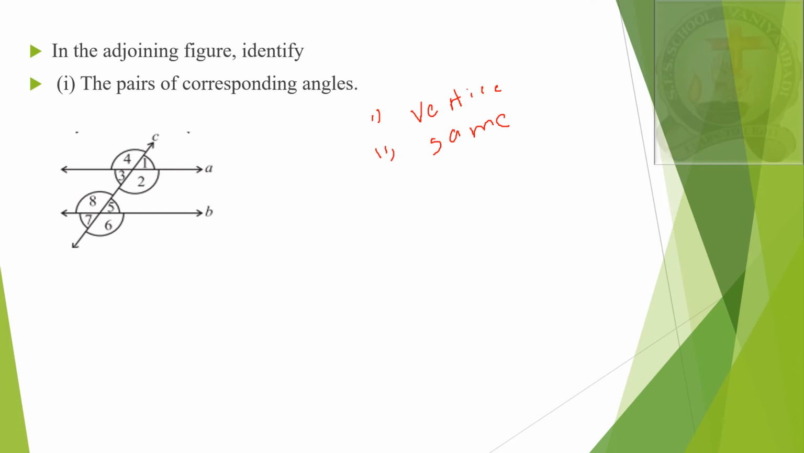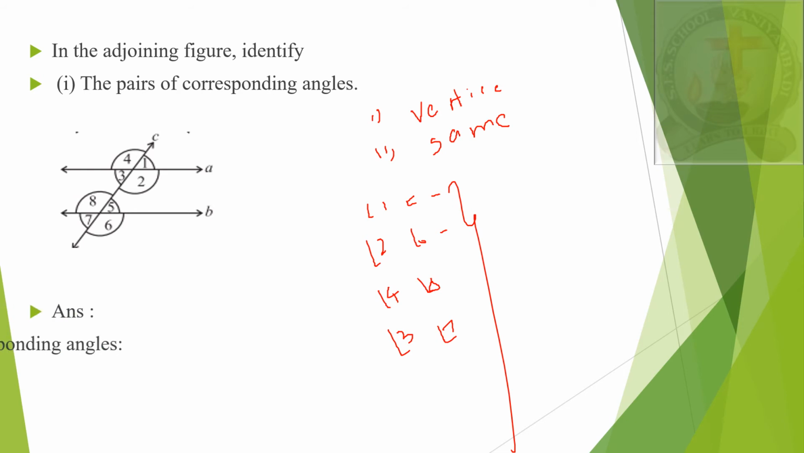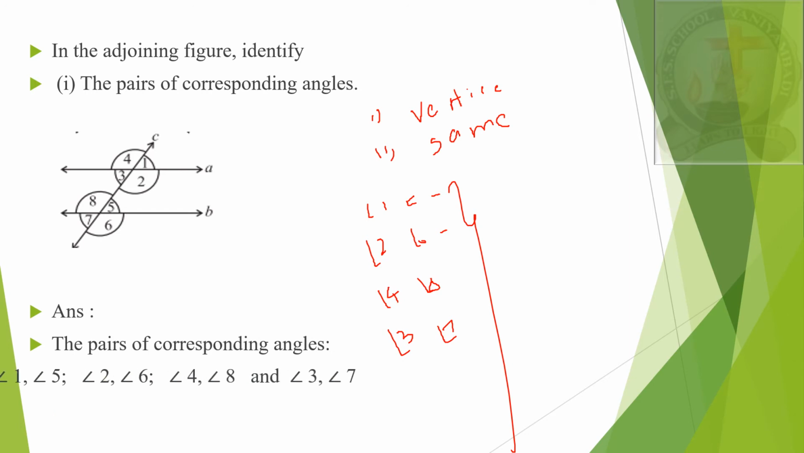Therefore, angle 1 and angle 5 are one pair of corresponding angles, then angle 2 and angle 6 are another pair, then angle 4 and angle 8 are another pair, then angle 3 and angle 7 are the fourth pair of corresponding angles. Okay children, so let us write it in the proper way. Answer: the pairs of corresponding angles are angles 1 and 5, angles 2 and 6, angles 4 and 8, and angles 3 and 7.